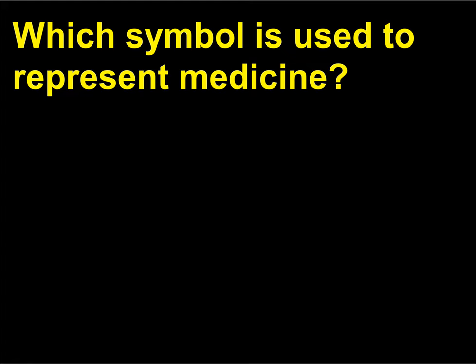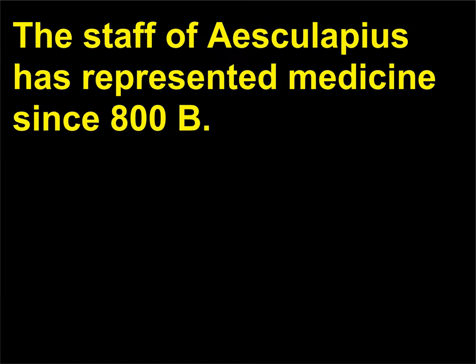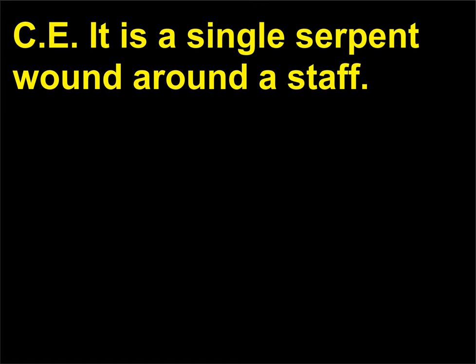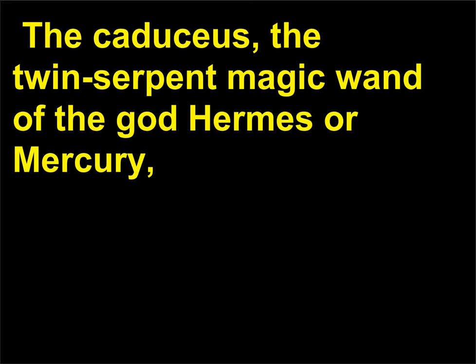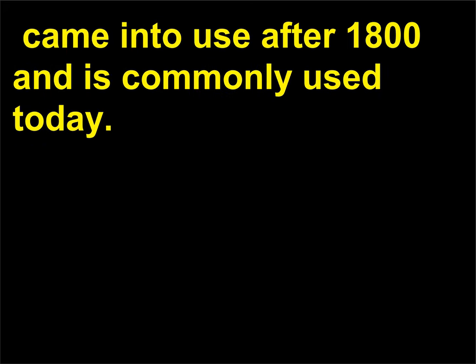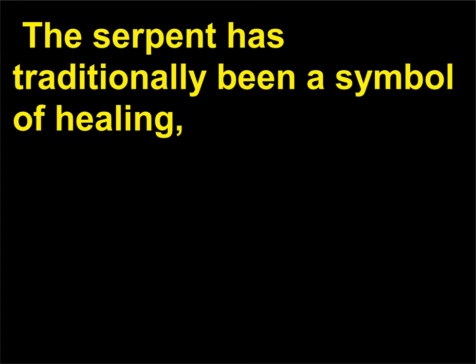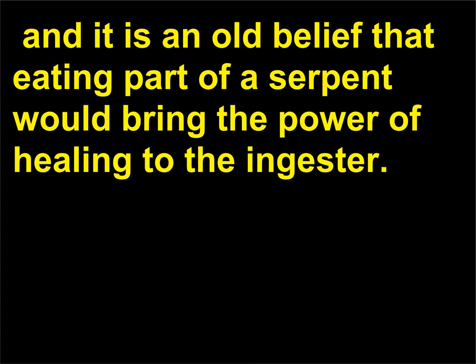Which symbol is used to represent medicine? The staff of Aesculapius has represented medicine since 800 BCE. It is a single serpent wound around a staff. The caduceus, the twin serpent magic wand of the god Hermes or Mercury, came into use after 1800 and is commonly used today. The serpent has traditionally been a symbol of healing, and it is an old belief that eating part of a serpent would bring the power of healing to the ingester.